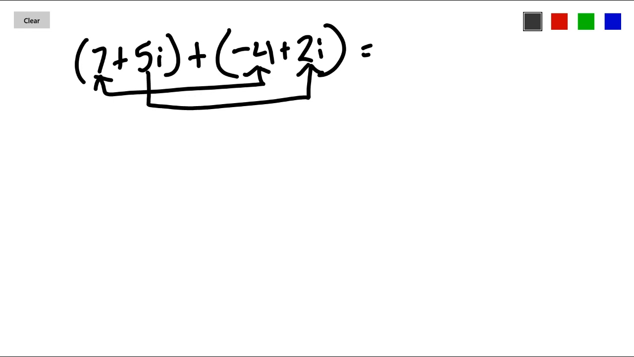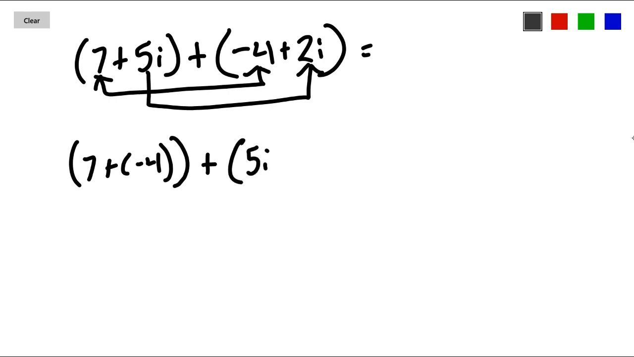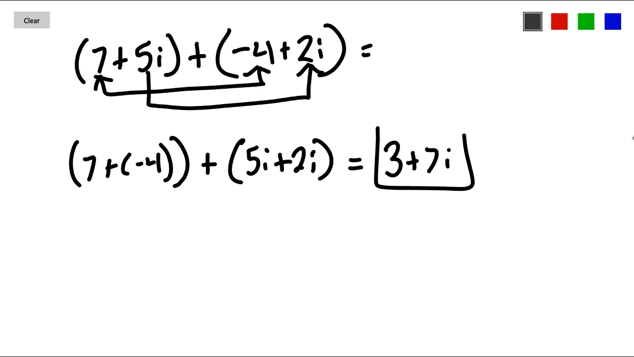So what I'm going to do is make two groups. The real group, I have a 7 plus a -4. And then in the imaginary group, I have a 5i plus a 2i. And then you just combine like terms. So 7 plus -4 is 3, and 5i plus 2i gives me a 7i. And this is in the form that we want.